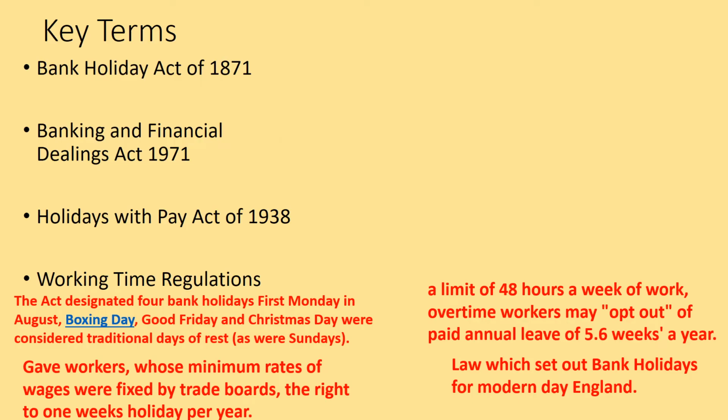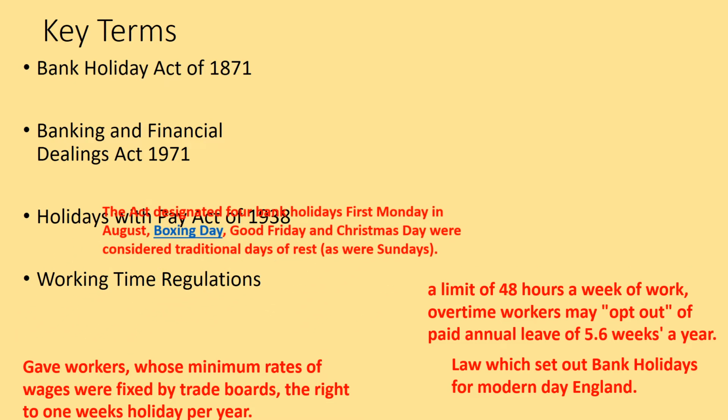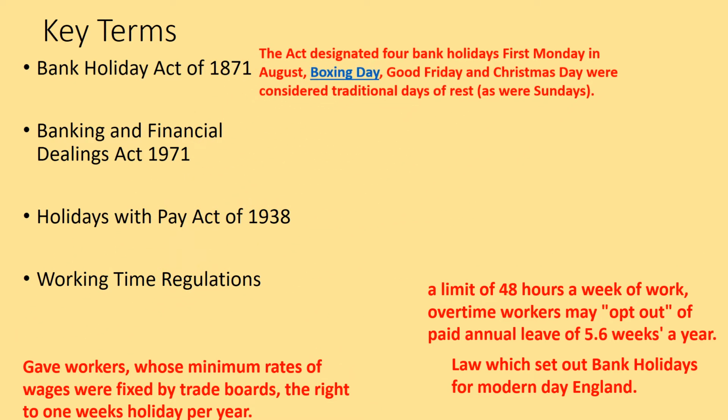To kick us off, we have 4 key terms that we're going to know today. Now, some of them are pretty straightforward with what they're on about because of their name. So the Bank Holiday Act of 1871 gives 4 bank holidays. Now, a bank holiday is a day off for everyone, and it's paid. So the Bank Holiday Act was a really, really good thing because it gave people free time.